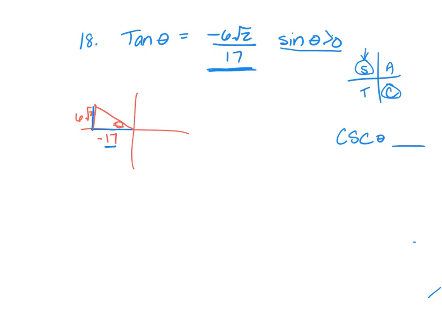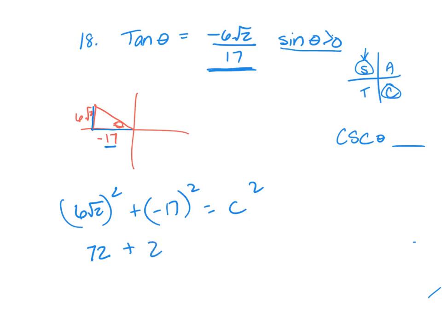To find the cosecant, always see if you need to find other information. I gave you a couple easy ones where you don't need other information. This one you do, because you need the hypotenuse. So we have 6 root 2 squared plus negative 17 squared equals c squared. So that's 72 plus 289 equals c squared. And what is that? 361. So the square root of 361 is 19.